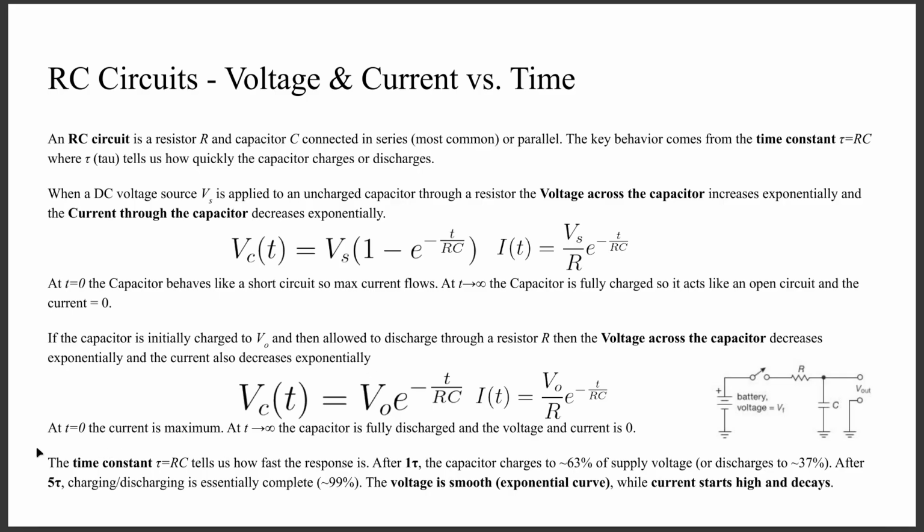The time constant, tau, tells us how fast the response is. After 1 tau, the capacitor charges to 63% of the supply voltage. After 5 tau, charging or discharging is essentially complete.